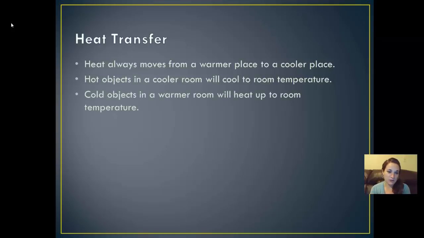Same thing goes for a cold object. You put a cold object in a warm room, it's going to heat up to room temperature. So it's absorbing all of that heat from its surroundings until they're equal. You see this all the time in everyday life. You put out a glass of cold water, it heats up if you leave it for too long. You put out your soup, you leave it for too long, it gets cold.